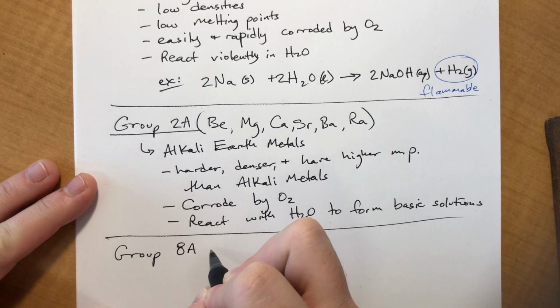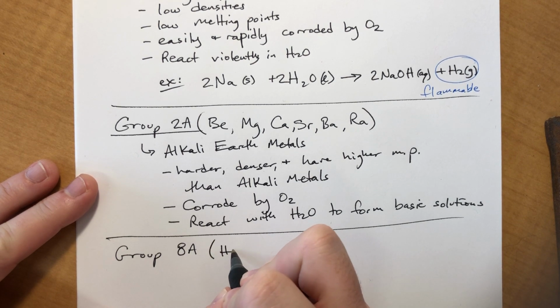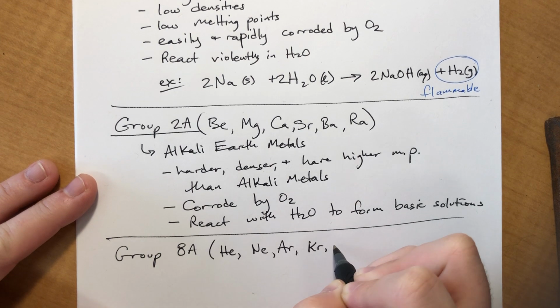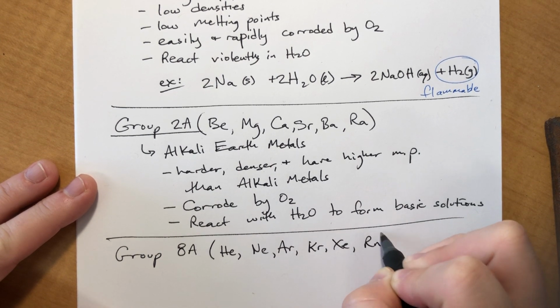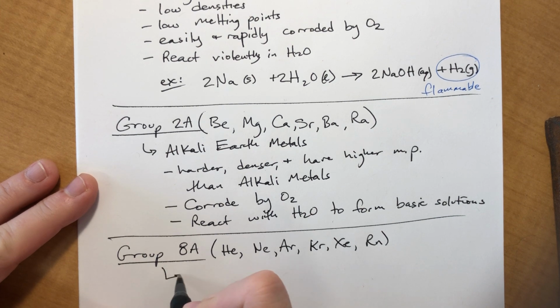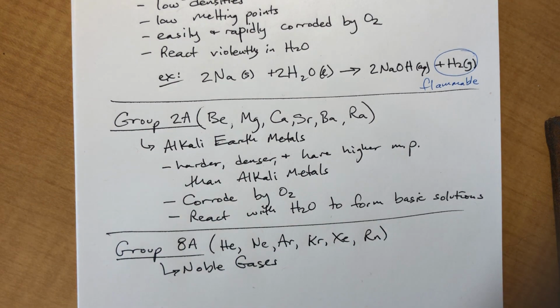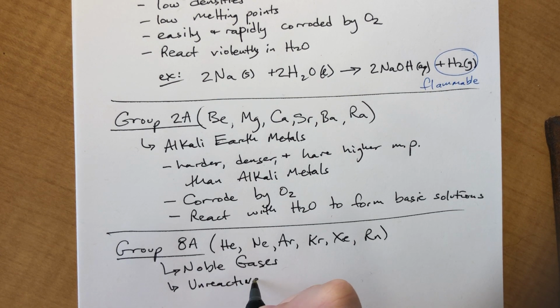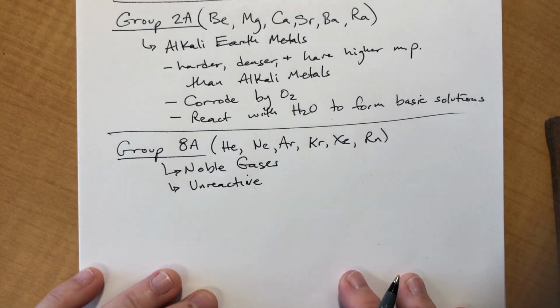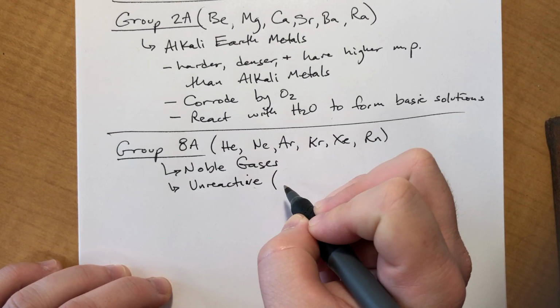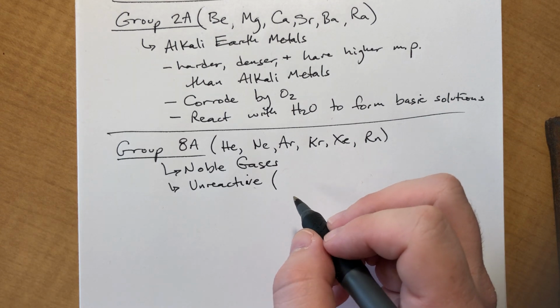Group 8A are the noble gases. So I guess I should write them all down. Helium, neon, argon, krypton, xenon, and radon. These are the noble gases. They basically are unreactive, is the easiest way to phrase it. They're usually described as inert. In other words, they don't do anything. There is one exception.